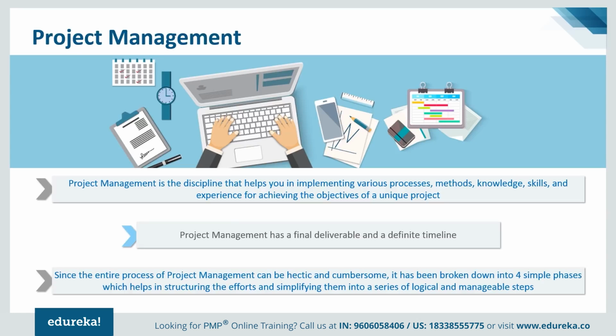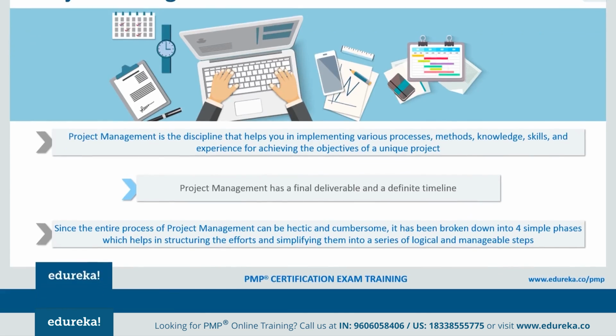Since we know that the process of project management can be pretty big, pretty hectic, cumbersome, we are trying to break this down into 4 simple phases, which will help us in understanding the overall project life cycle. So it is from that perspective that we would like to break it down into 4. Actually, there are 5, but we'll try to categorize that as 4. And then we'll go forward in understanding that in detail.